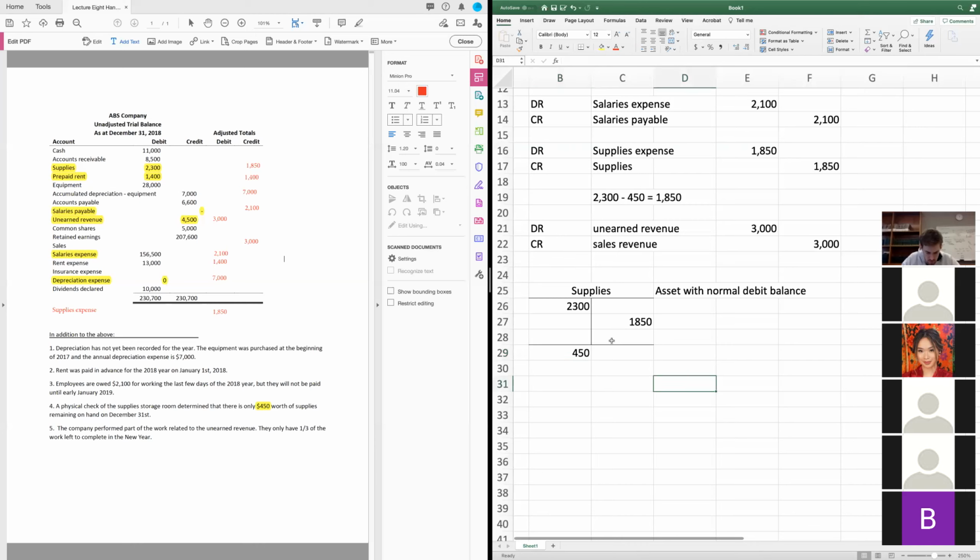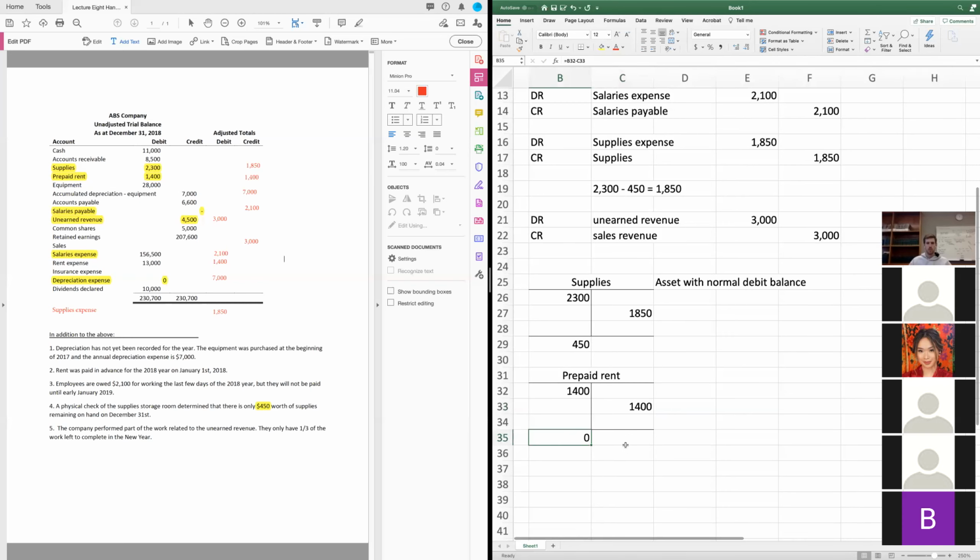Okay. And this prepaid rent also changed, right? So let me do this. Let's do prepaid rent. Prepaid rent is also an asset with a normal debit balance. It starts with 1,400. What did I do? I credited 1,400. And I have a balance of 0. So at the end of the year, there's no prepaid rent. Does this make sense?